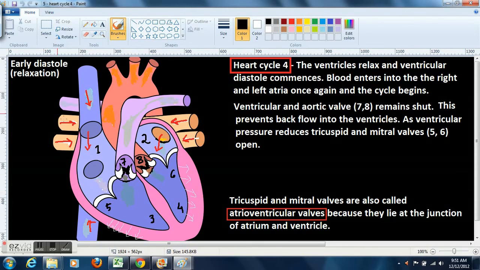Okay, and now let us talk about heart cycle 4. That is the last phase. That is called early diastole. So now ventricular contraction is also over. Now it is the turn of ventricular relaxation, which is called early diastole or relaxation. Diastole means relaxation. So the ventricle relaxes and ventricular diastole commences.